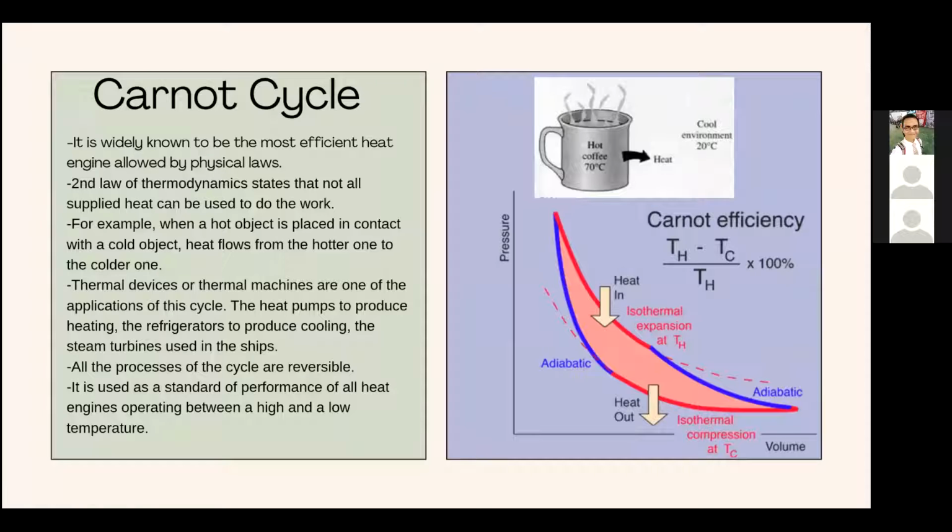It is known to be the most efficient heat engine allowed by physical laws. The second law of thermodynamics states that not all supplied heat can be used to do work. So with the Carnot cycle, you supply heat to the system, but not all the heat will be able to be used for work. It's like when you make a cup of coffee and put it in a room temperature environment, some of the heat will dissipate to the cooler environment.